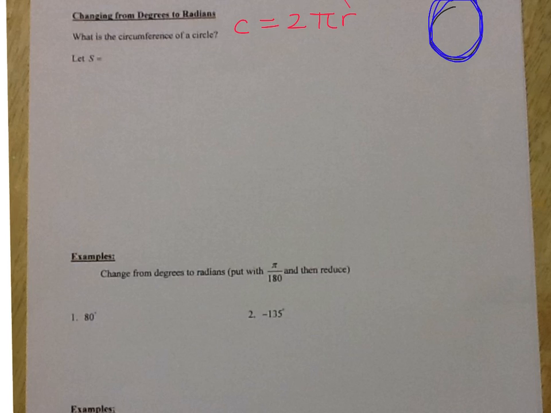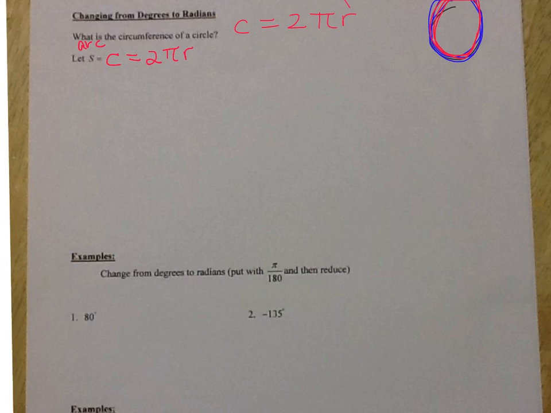So I'm going to let S, remember what is S? S is your arc. What's the arc of my circle? Right, the arc of my whole circle would be my circumference. So that's going to equal my circumference. And what does my circumference equal? Circumference is equal to 2 pi r.